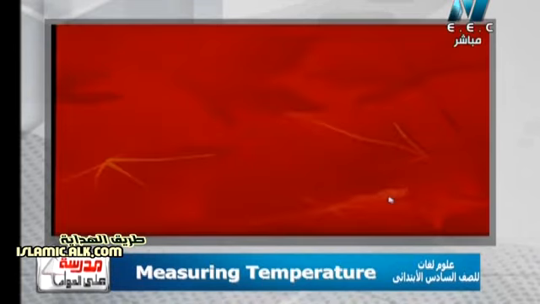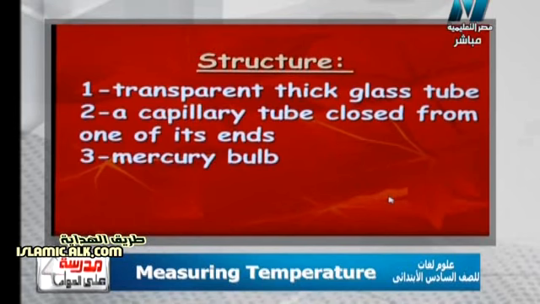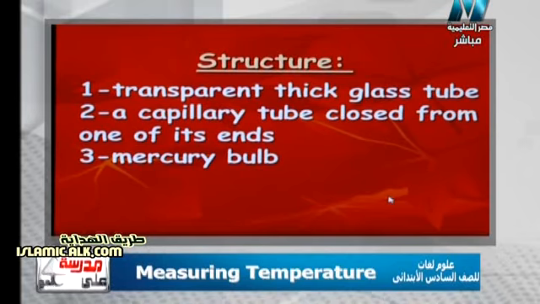Okay. So now the structure of the Celsius thermometer. Look here. Number 1, a transparent thick glass tube, almost exactly like the glass tube in the medical one, but of course longer. Why? Because the scale is bigger, it starts from 0 to 100. Number 2, a capillary tube, closed from one of its ends, the upper part, and connected from the other side to the mercury bulb. Number 3, the mercury bulb. You can see the structure is very similar to the medical thermometer, but the only difference is that there is no constriction.